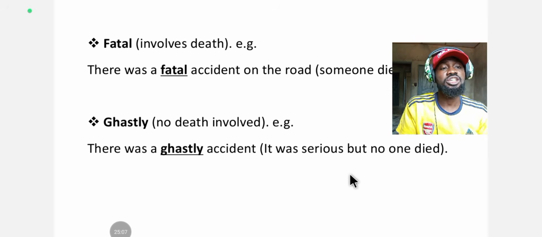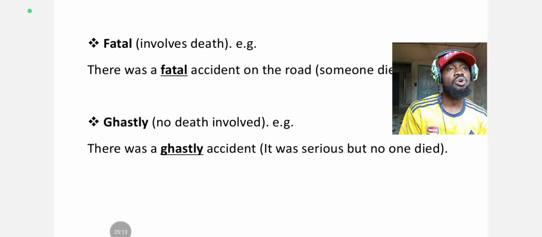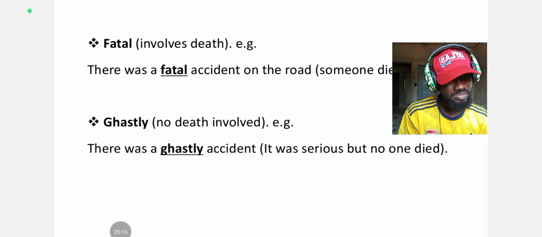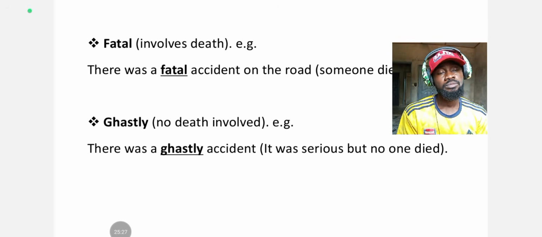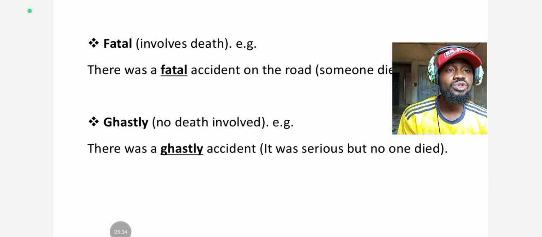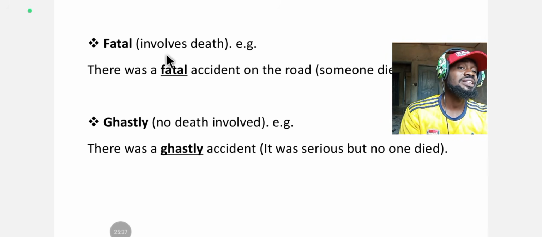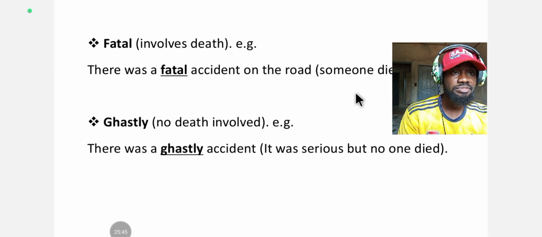So you see in the news that a musician was involved in a ghastly accident on the 3rd of April 2024 where he lost his life. That's very wrong. That's a very wrong headline. That's a very wrong narration. Okay, that's a very wrong grammatical expression. So you use ghastly for a serious event where life was not lost, and you use fatal for events that involve the loss of life or lives.